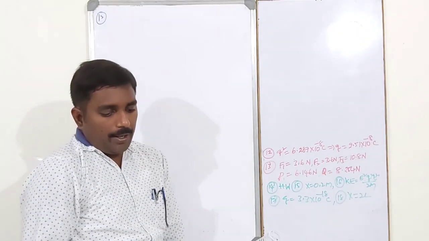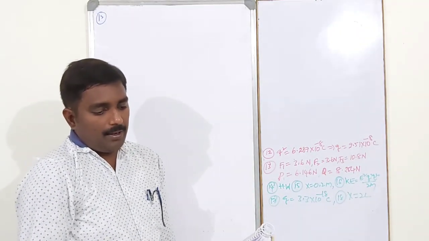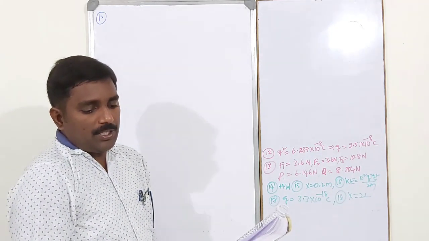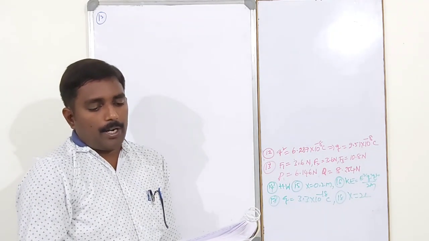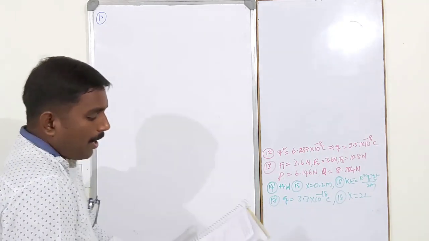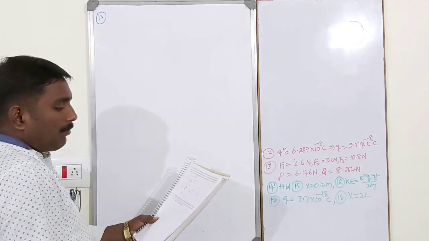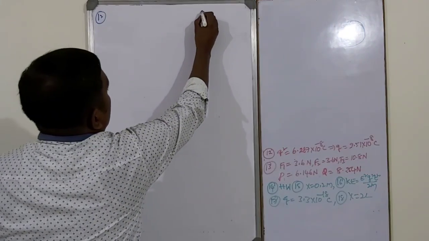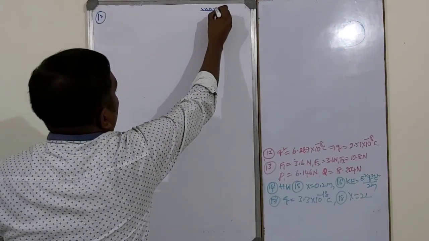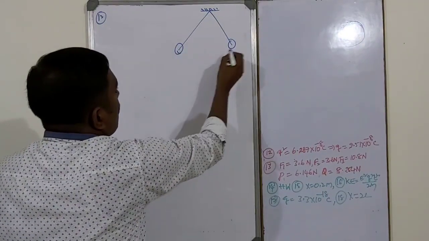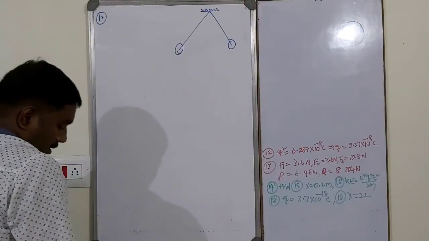Calculate the charge on each pair of pitballs suspended in air from the same point by strings 0.1 meter long, if they repel each other to a separation of 0.1 meter. Mass of each pitball is 100 milligrams. Calculate the charge on each pair of pitballs suspended in air. Okay, students, these are the two pitballs suspended in the air like this.